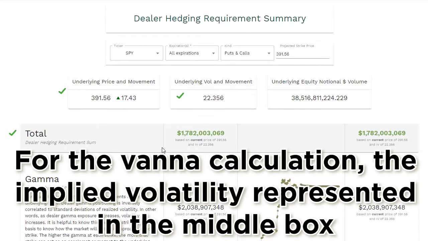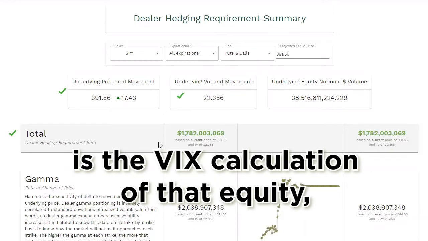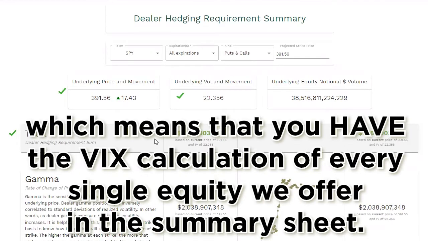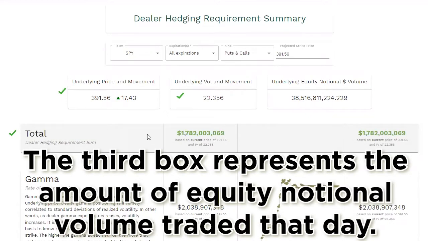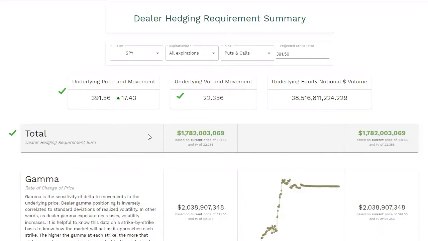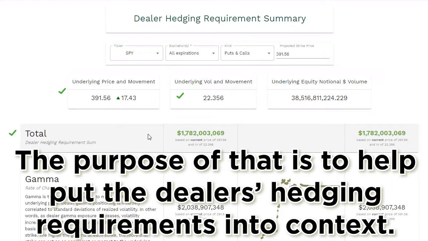For the vanna calculation, the implied volatility represented in the middle box is the VIX calculation of that equity, which means that you have the VIX calculation of every single equity we offer in the summary sheet. The third box represents the amount of equity notional volume traded that day. The purpose of that is to help put the dealer's hedging requirements into context.